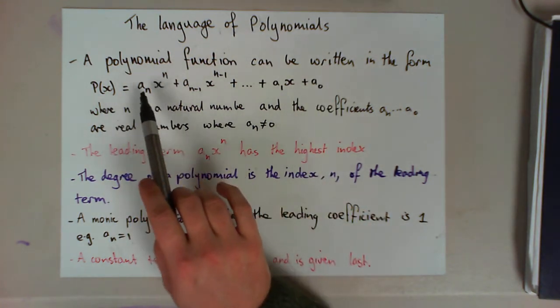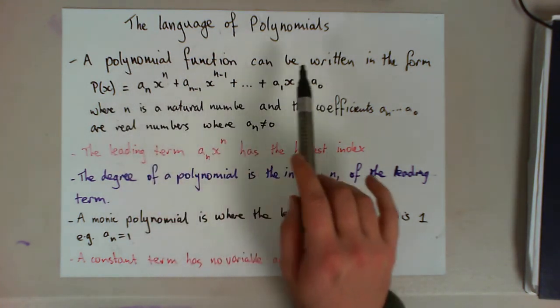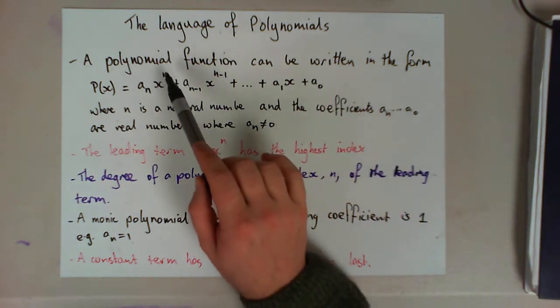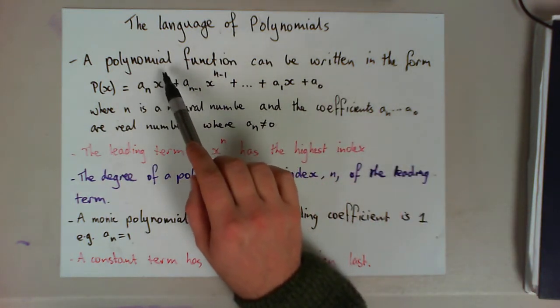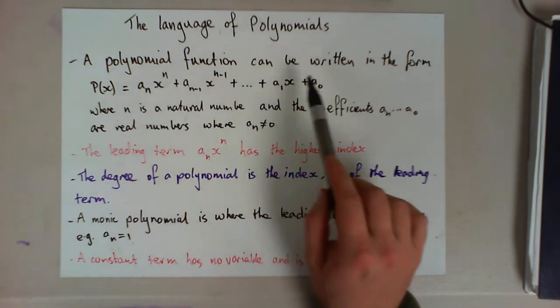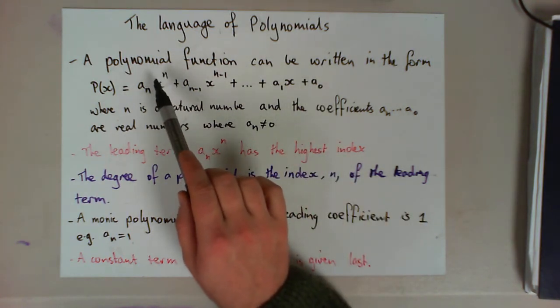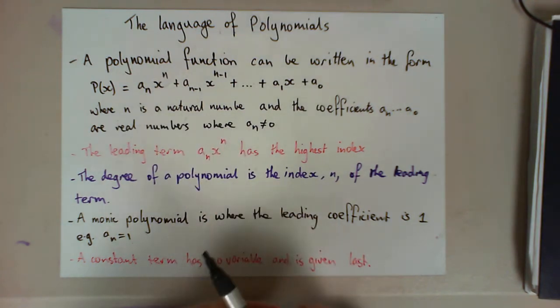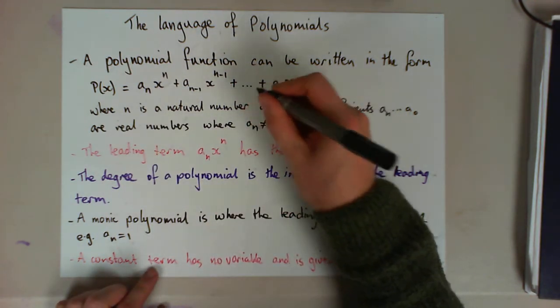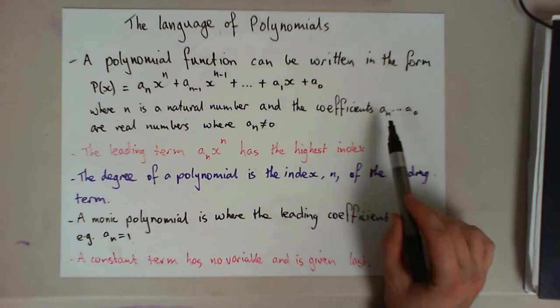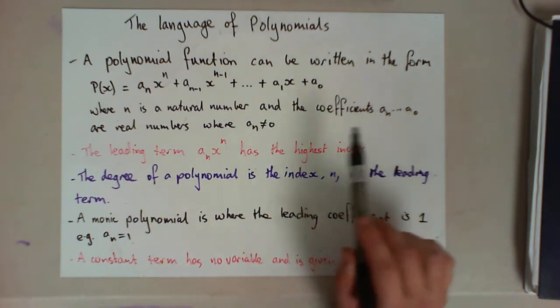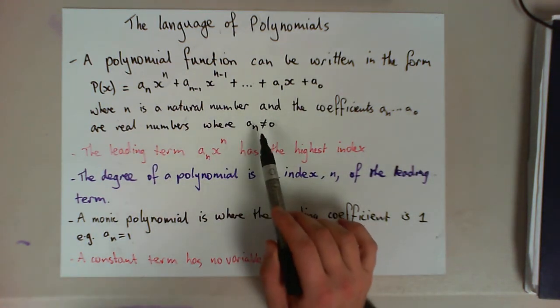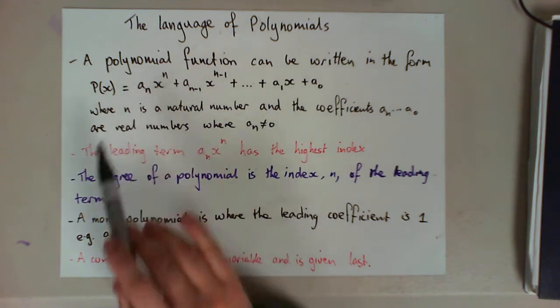Basically we're saying we've got a whole heap of terms one after each other, where our indices or our powers are listed in descending order, so our largest one is going to be first. We say n is a natural number, and the coefficients a_n all the way up to a_0 are real numbers. We just can't have a_n equaling 0. The first one can't equal 0.